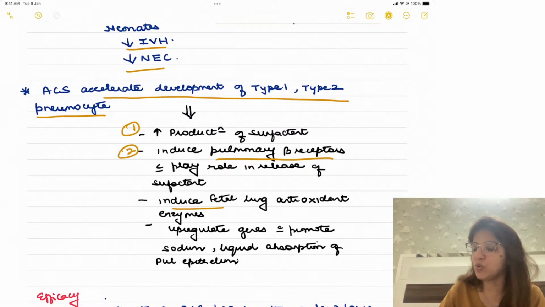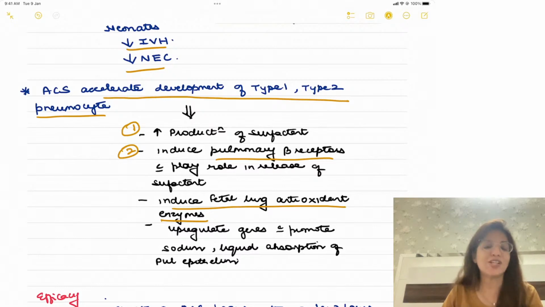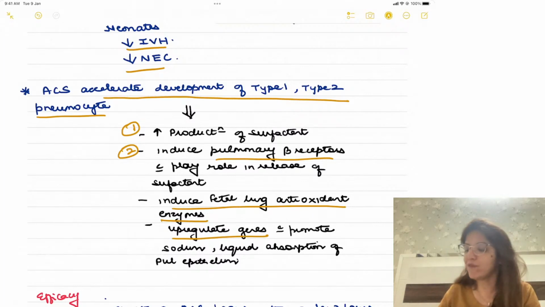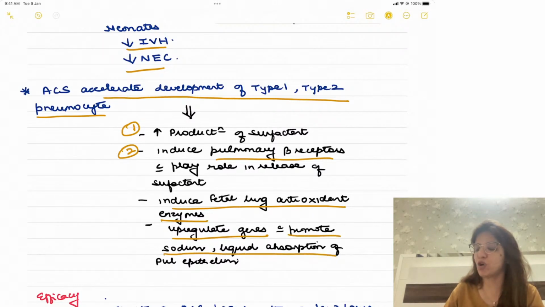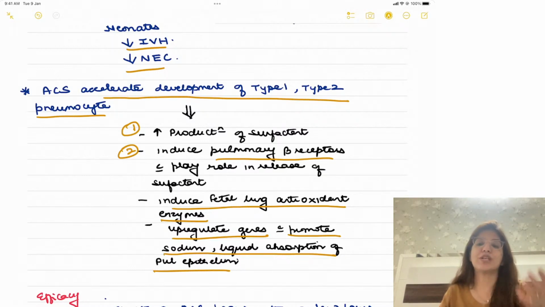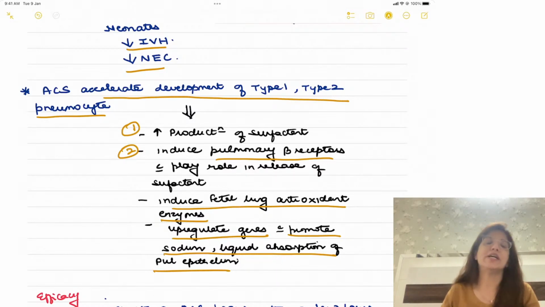Number three, they induce fetal lung antioxidant enzymes. So the antioxidant enzymes which are present in fetal lungs, it will induce the formation of those antioxidant enzymes. Apart from that, it will upregulate the genes which promote sodium and liquid absorption of pulmonary epithelium, right? So that is how it's going to decrease the pulmonary edema also. So it is going to promote the absorption of sodium and liquid which is present at pulmonary epithelium.